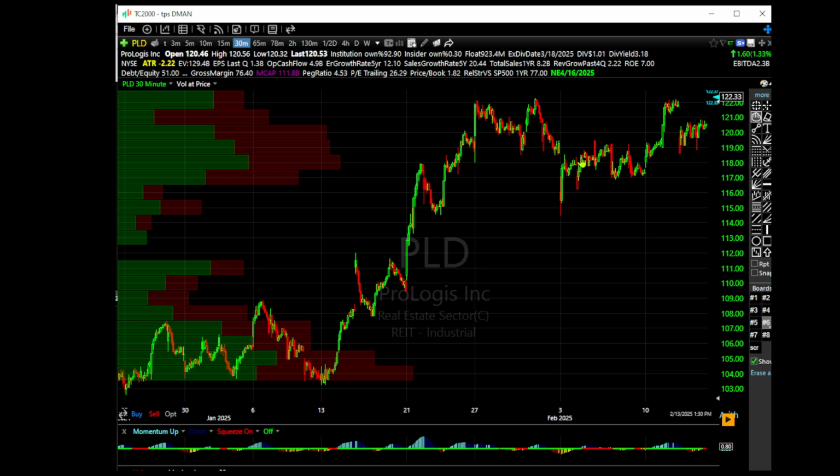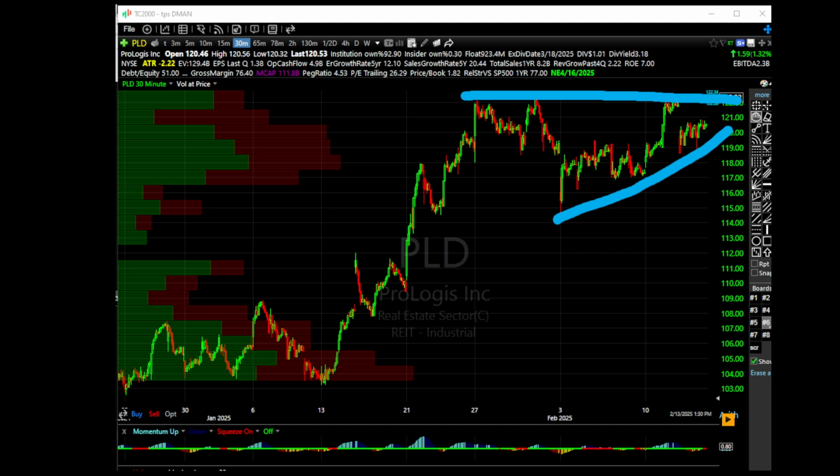Does anybody see a pattern right here? Again, it's kind of sloppy. It's a little bit harder to see, but I see a few, right? Everybody sees this, right? Does everybody see that? Can you guys see that? That's technically an ascending triangle.